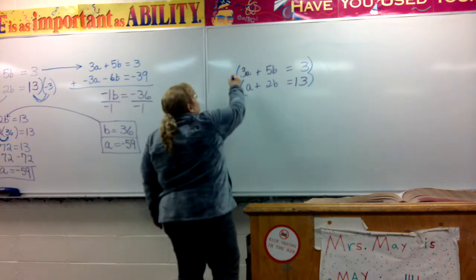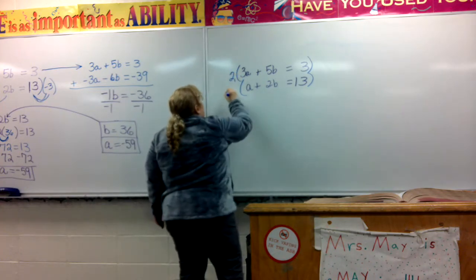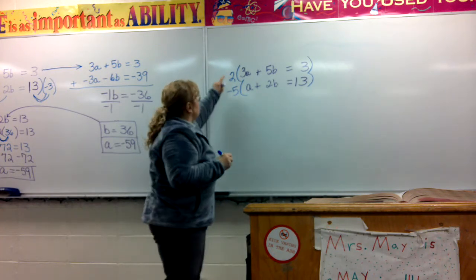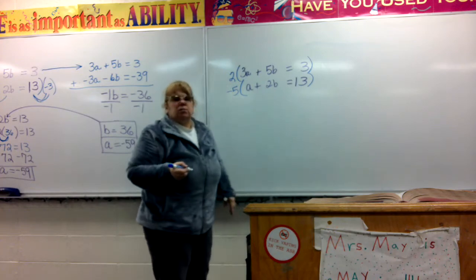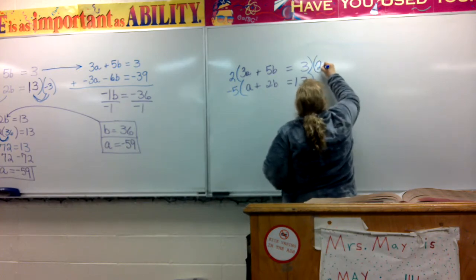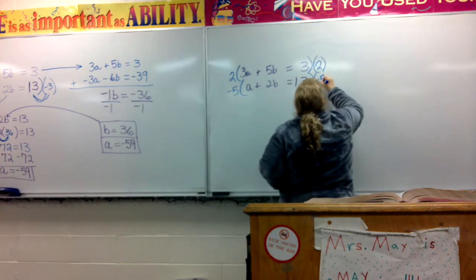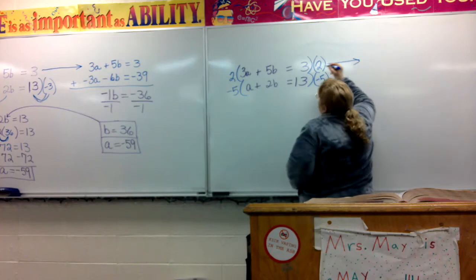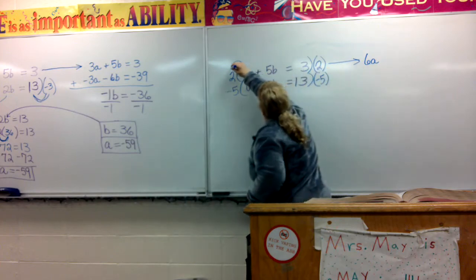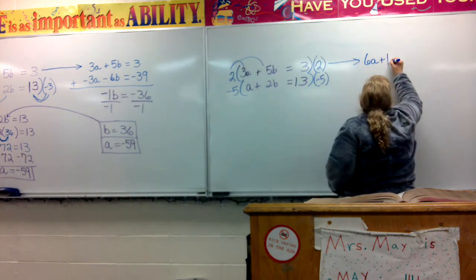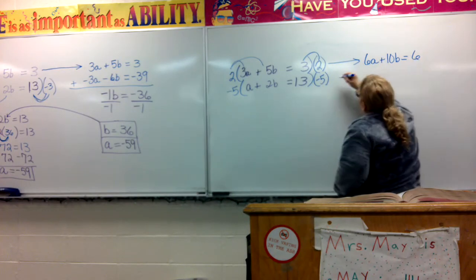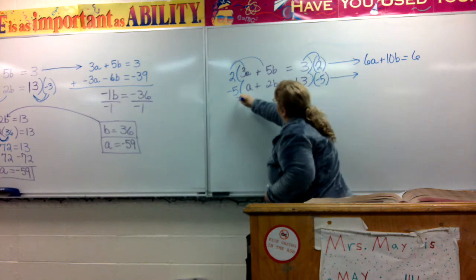What could I multiply by? 2 on top and -5 on bottom, right? It doesn't matter which one you use as negative either, as long as one of them is negative. And don't forget over here, times by 2, times by -5. What does that give us? 6a plus 10b equals 6. Second equation, help me.